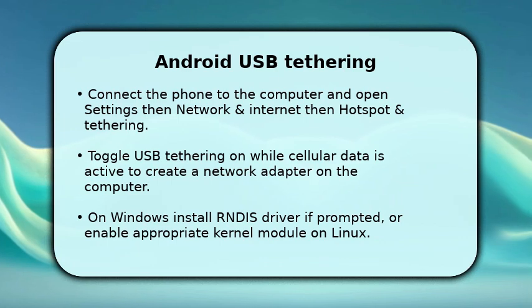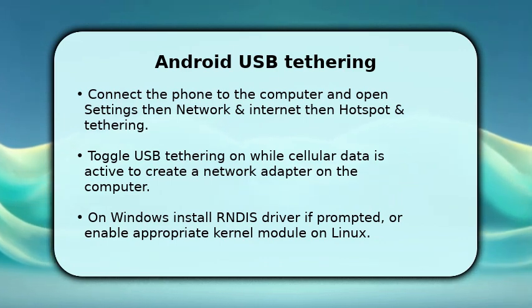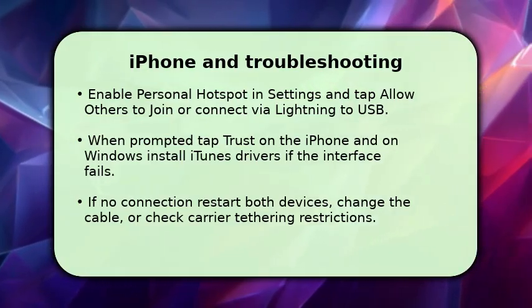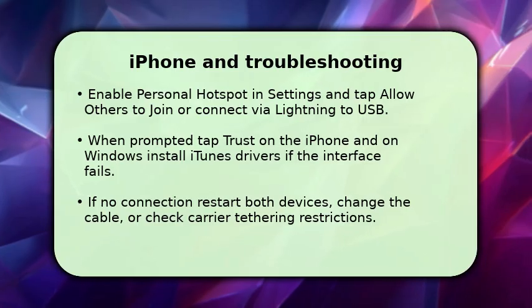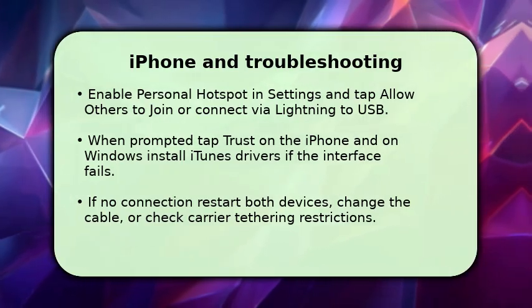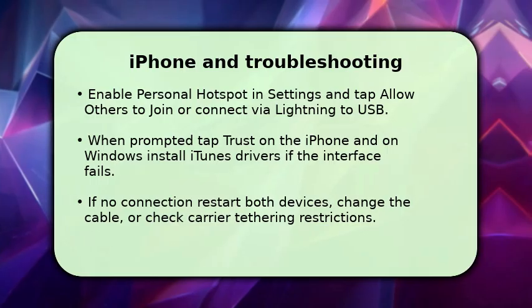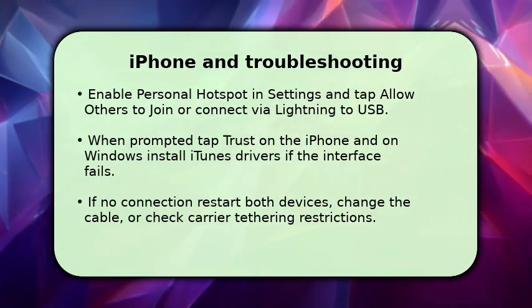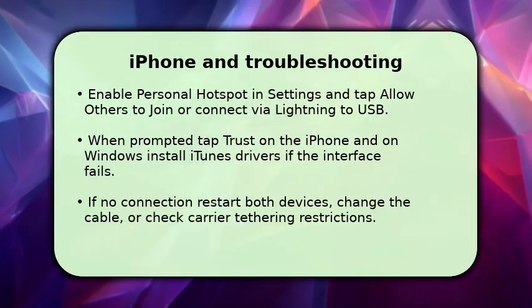On iPhone, enable Personal Hotspot in Settings and tap Allow others to join, or connect via Lightning to USB. When you plug into a computer, you will be prompted to trust this computer so the network interface can initialize. If Windows does not show a network, install iTunes or Apple Mobile Device drivers to register the interface.